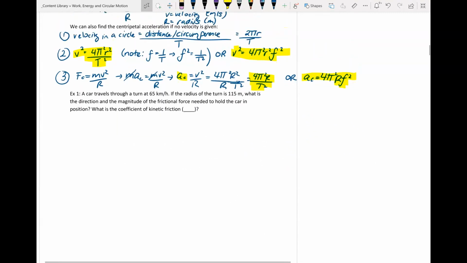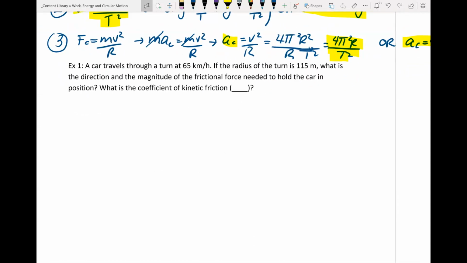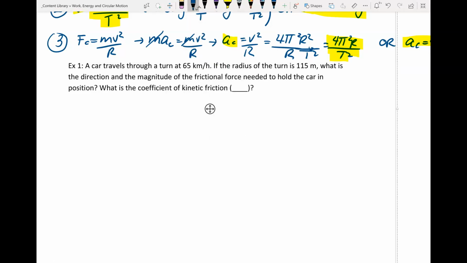Now let's do an example. A car travels through a turn at 65 kilometers per hour. If the radius of the turn is 150 meters, what is the direction and magnitude of the frictional force needed to hold the car? And I'm going to give you an extra piece of information because it's not stated in here, but we can say the car is 1200 kilograms. So this car is held in position, and we want to find the coefficient of friction as well, denoted as mu k.